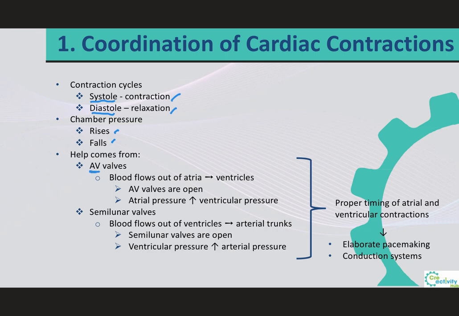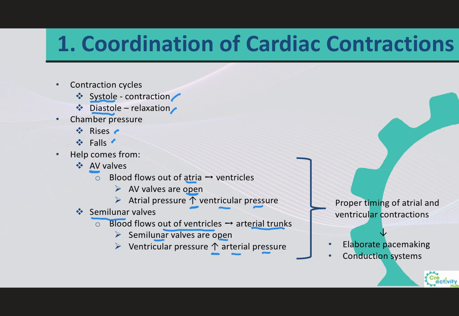Now, the atrioventricular valves and the semilunar valves will definitely help to ensure that there is a one-way flow of blood despite these pressure variations. Blood will flow out of an atrium only as long as the atrioventricular valve is open and the atrial pressure exceeds the ventricular pressure. In the same way, blood will flow from the ventricle into an arterial trunk, either the pulmonary trunk or the aorta, only as long as the semilunar valve is open and the ventricular pressure exceeds the arterial pressure.